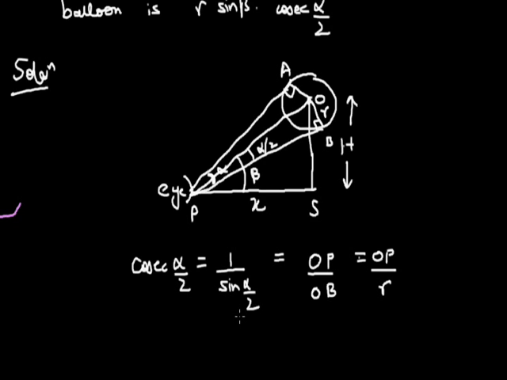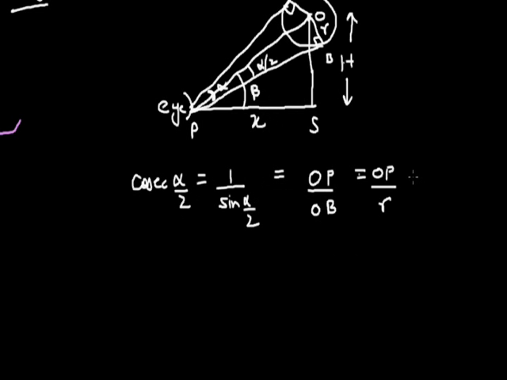It means the cosec alpha by 2 is equal to OP upon R. So this is the first equation we got. On the basis of this, now we'll write down the second equation, and in the second equation we'll take angle beta, and we have to prove that r sin beta into cosec alpha by 2 is the height of the center of the balloon. So we'll take the sin beta only, because in the proof we need to take the sin beta.